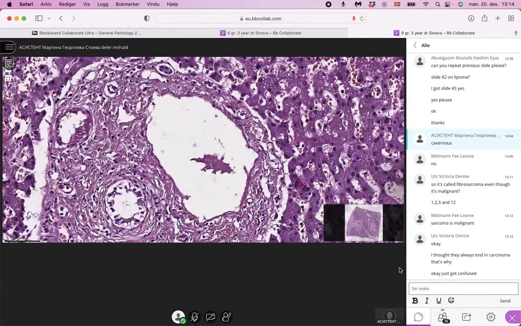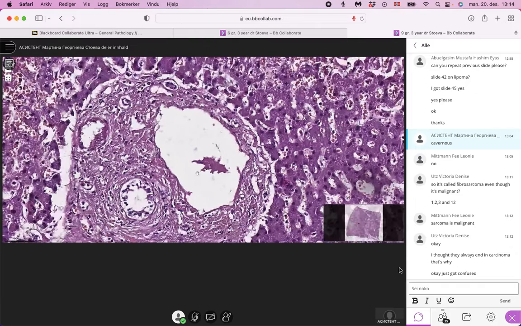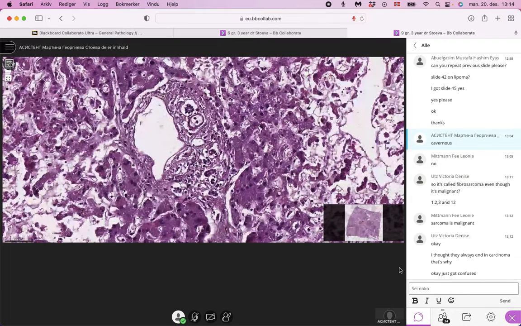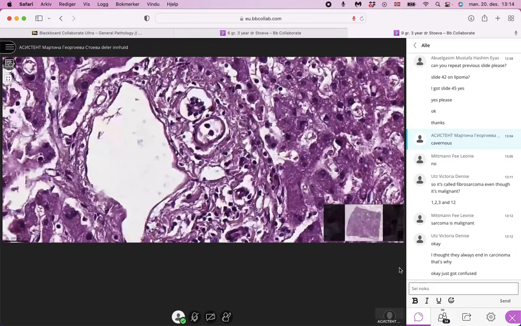Then there are also blood vessels, which are lined by endothelial cells. The arteriole is the smaller one with thicker wall, and the other one is the venule with thin wall. And another example here: this is the bile duct lined by cuboidal cells with round nuclei, and blood vessels.